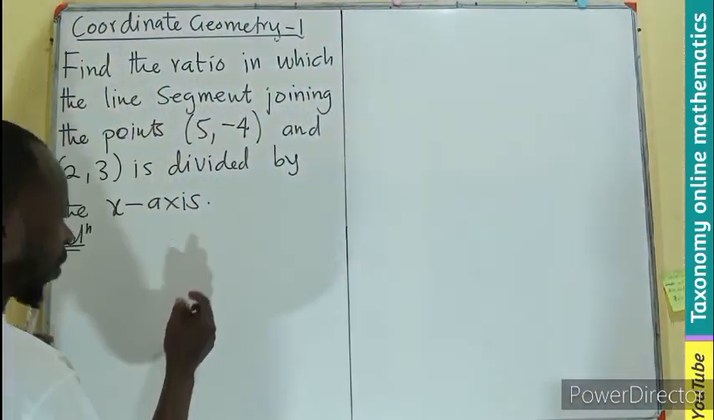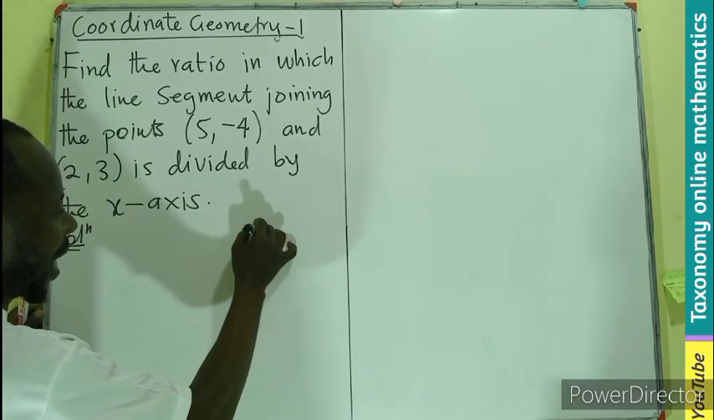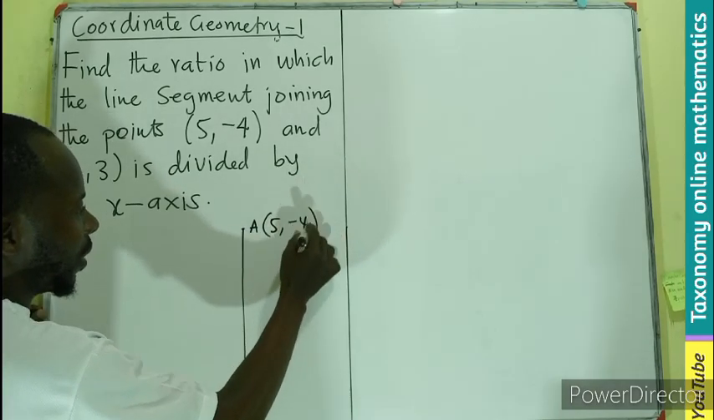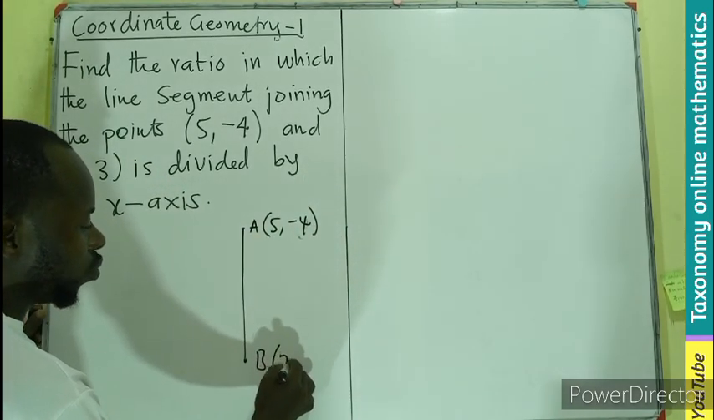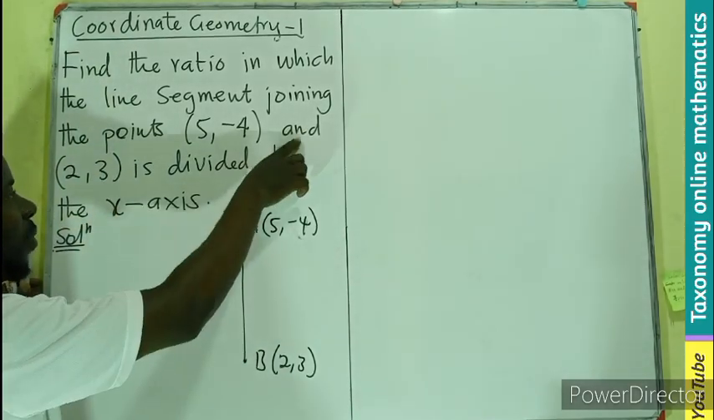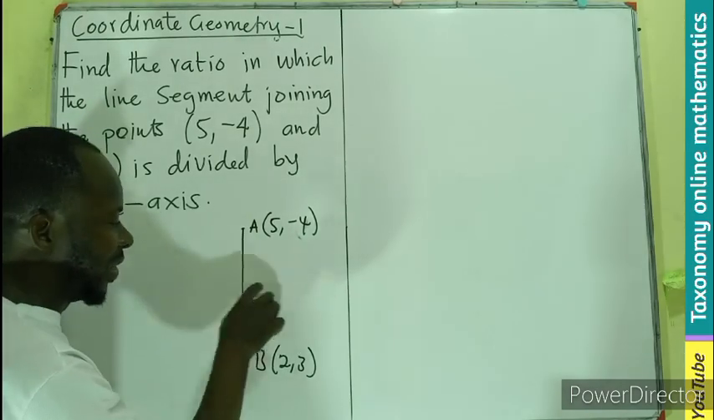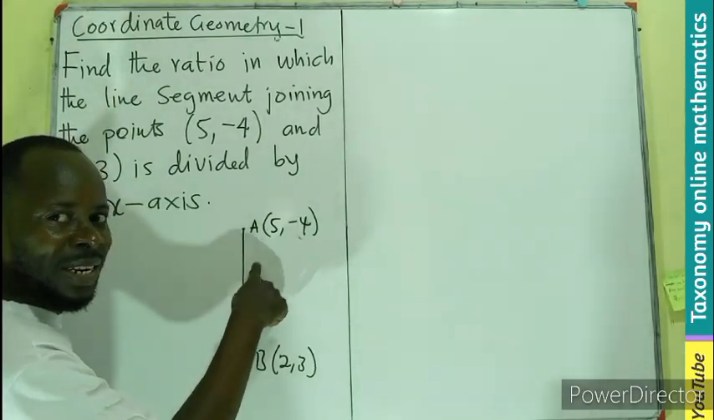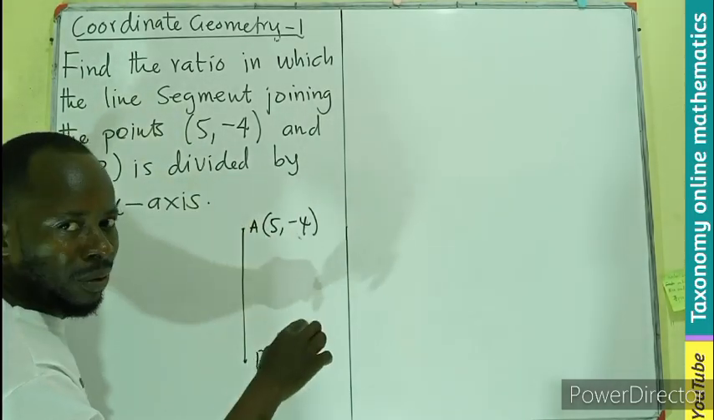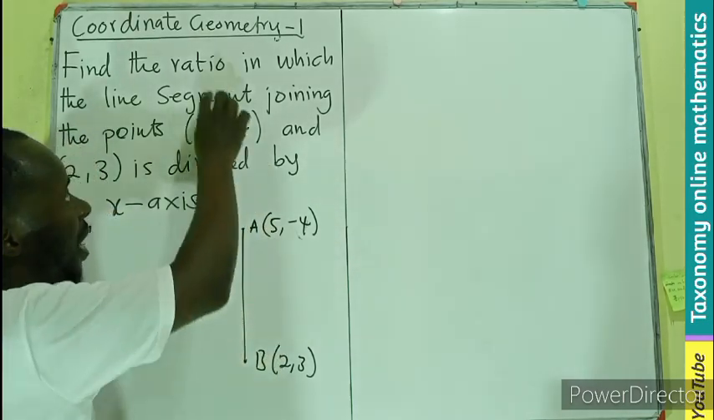So let's make a sketch of that. Let's see, we have our line segment. I'm using A, (5, -4). Then I'll use B, (2, 3). This is a line segment. Then we are saying that it will be divided by the x-axis. So it means if the x-axis passes here, it could either pass here, dividing it with a greater portion, a smaller portion, or in the middle, which will be the midpoint. But we are not aware of the division. We are looking for that ratio.